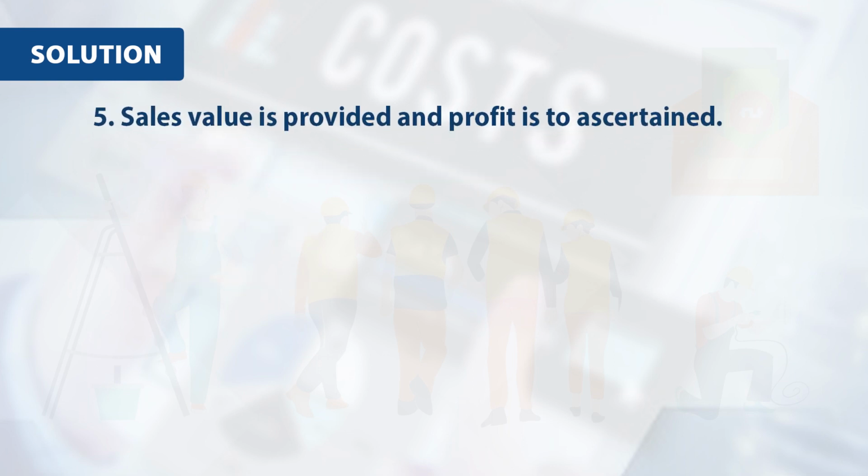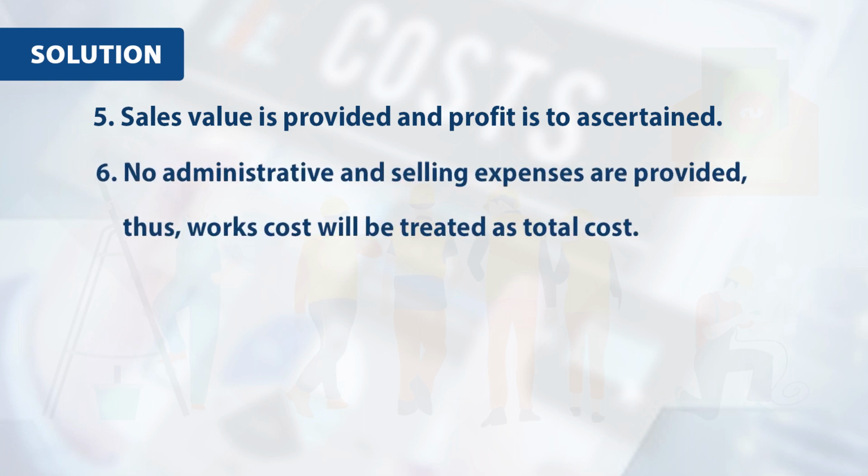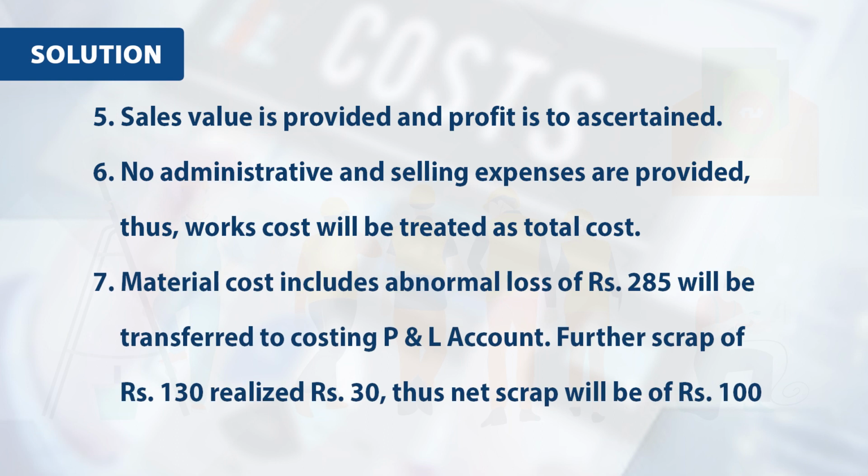Fifth, the sales value is provided and profit is to be ascertained. Sixth, no administrative and selling expenses are provided, thus works cost will be treated as total cost. Seventh, the material cost includes abnormal loss of rupees 285, which will be transferred to the costing P&L account. Further, scrap of rupees 130 realized rupees 30, thus the net scrap will be rupees 100. Let's prepare the cost sheet for job number 139.